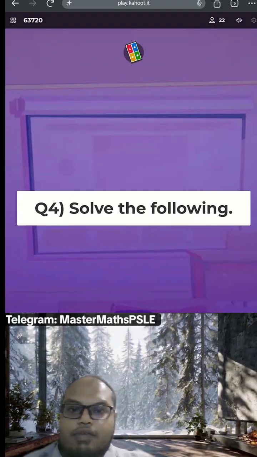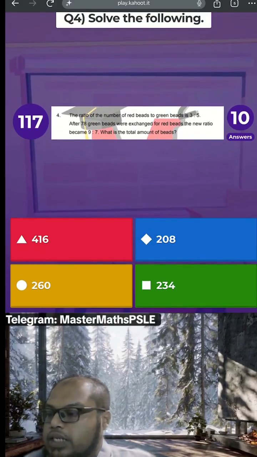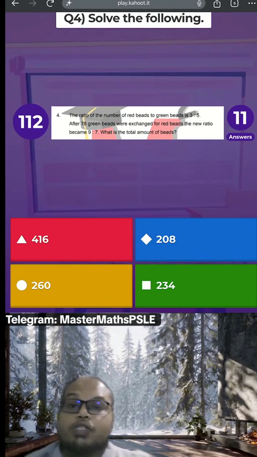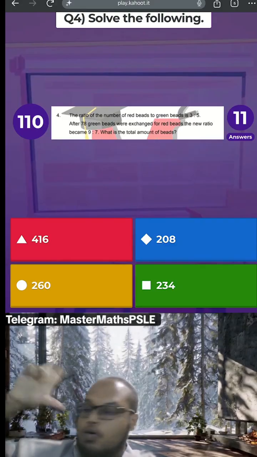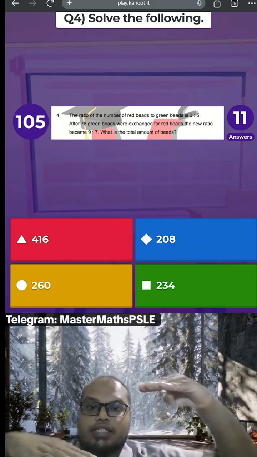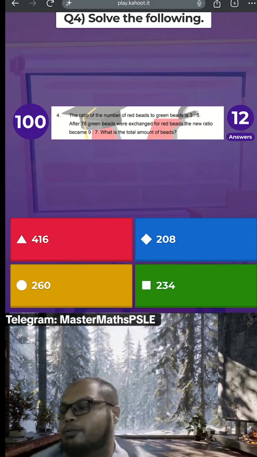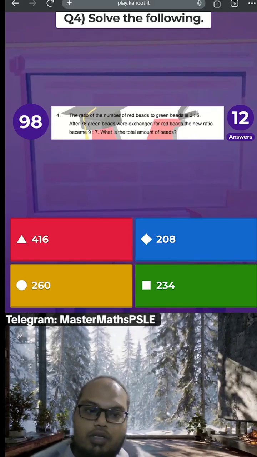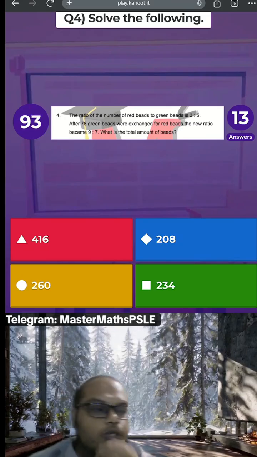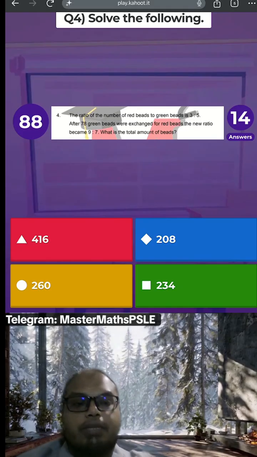Okay, now question 4. Here, green bits were exchanged for red bits. So the same amount of green decrease, the same amount of red increase. So now again, what happens to the total? Alright, for those who are unsure, don't worry, stay on till the end. I'll go through how do we actually make the total the same.